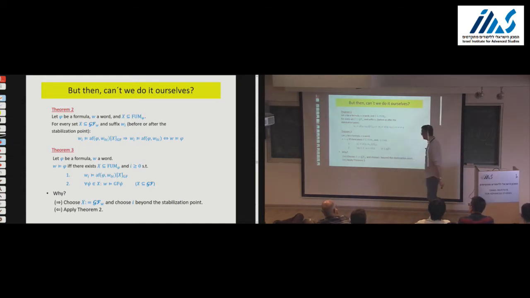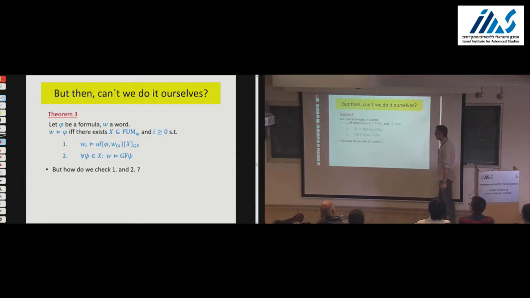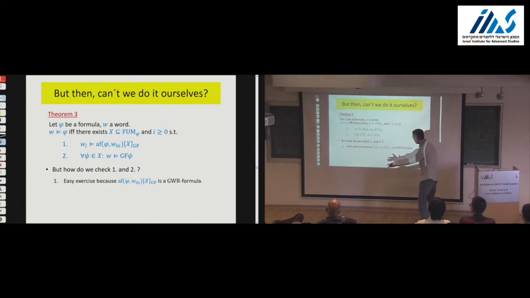Good. So then Moshe is very excited, and he says, well, I think we can do it ourselves. But of course, the peoples of Israel are always very skeptical about their leaders, with good reason, like in any other country. They say, okay, yes, but how are we going to check 1 and 2? We can do it for all the possible X's, but how are we going to do it? And Moshe says, well, come on, this is a GWR formula, it is actually easy to do that.